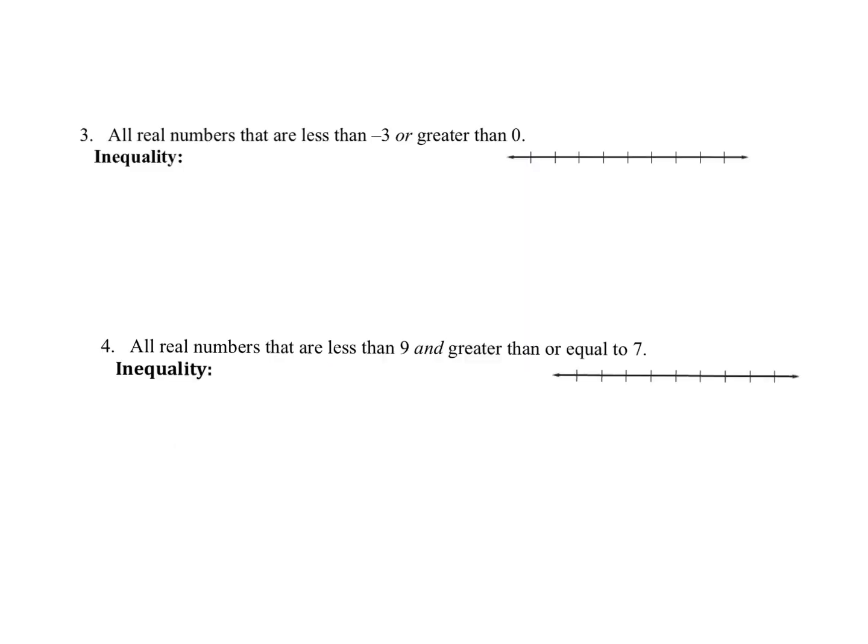All right, question number 3, it says all real numbers that are less than -3 or greater than 0. So remember, the "or" ones, you just have them separated by the word "or". So let's write the first part. All real numbers that are less than -3. All right, x is less than -3. And then remember, you have to have the word "or" sandwiched between.